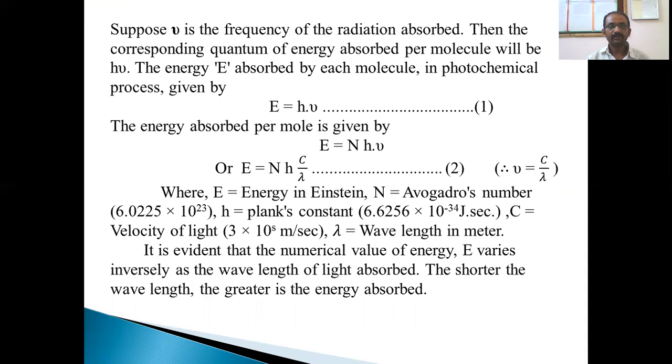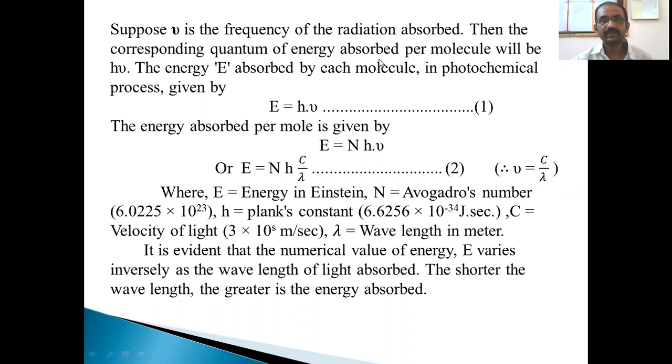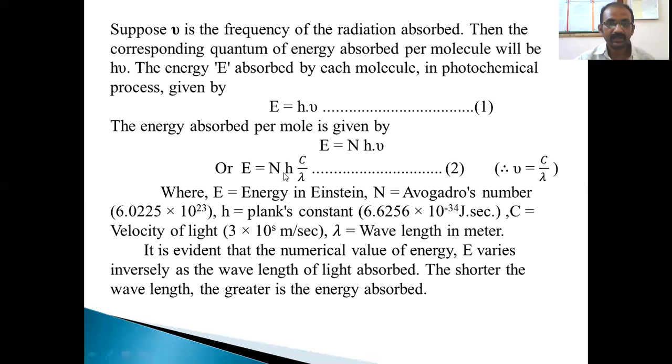Suppose nu is the frequency of radiation absorbed, then the corresponding quantum of energy absorbed per molecule will be h nu. The energy E absorbed by each molecule in a photochemical process is given by E = h nu. The energy absorbed per mole is given by E = N h nu per mole. Here it is converted, and E = N h c / lambda, because nu = c / lambda, where E is the energy of an Einstein.